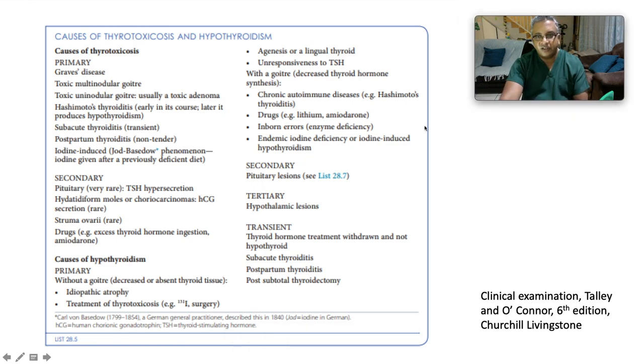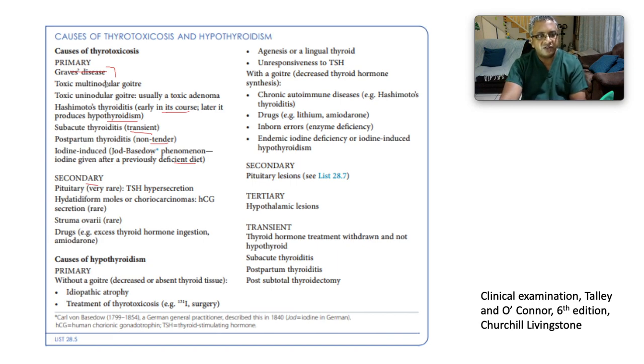So causes of thyrotoxicosis, let's just get my pen in there. Causes of thyrotoxicosis can be primary or secondary. But the primary causes are Graves' disease, right? Toxic multinodular goiter. You can have a toxic adenoma, Hashimoto's thyroiditis early in its course. Later, of course, it produces hypothyroidism. So that's the natural progression or the course of Hashimoto's, right? Subacute thyroiditis, which is transient. Postpartum thyroiditis, which is non-tender. Then we've got the infamous Jod-Basedow phenomenon, which is iodine-induced. When you're giving iodine after a previously deficient diet, and that can actually cause hyperfunction and hyperthyroidism.